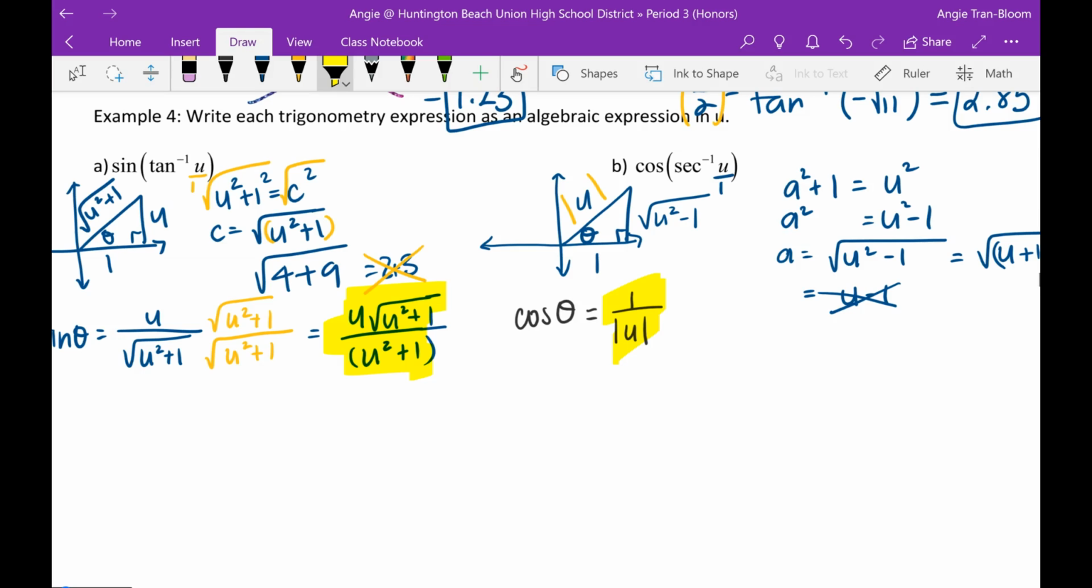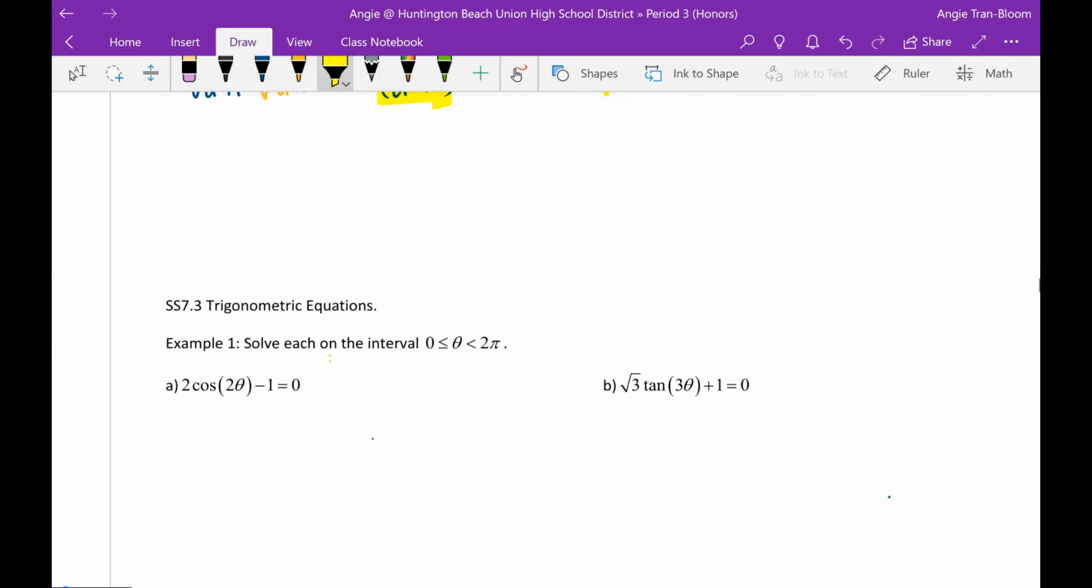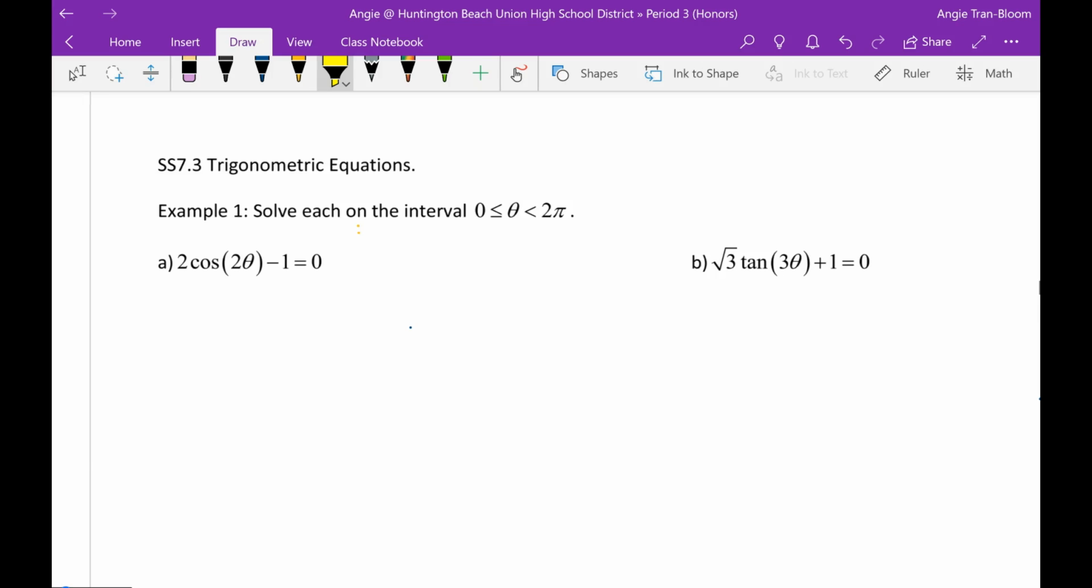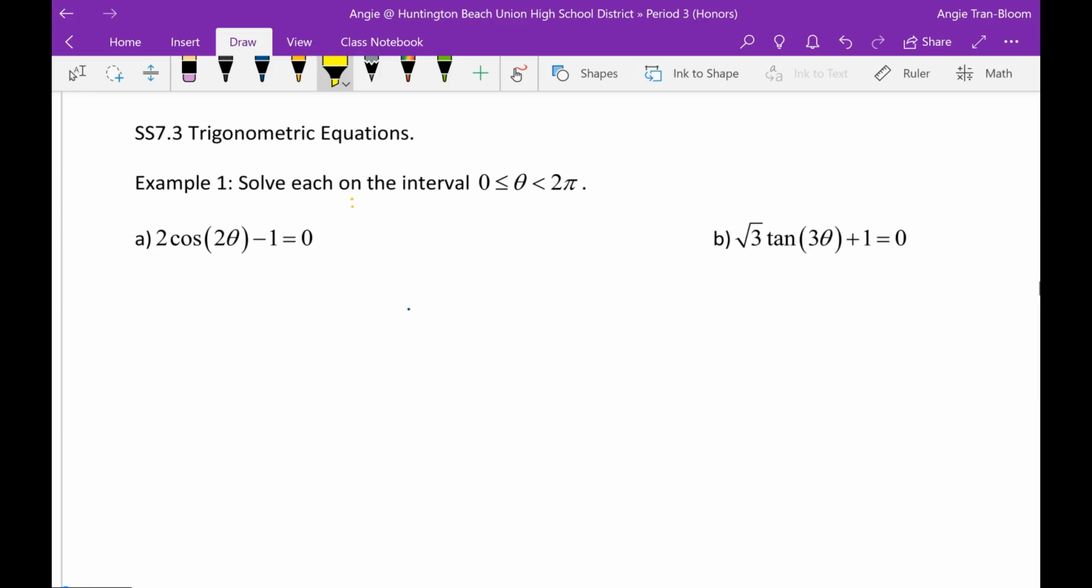Yes. Okay, let's go to example 7.3. This whole section is solving. How good are we at factoring? Good? Awesome, right? Example 1 says solve on this interval. That means, can theta be negative? No, because the smallest answer you can have is 0. The largest you can have is near 2 pi, but not at 2 pi or over 2 pi. Yes or no? Yes.